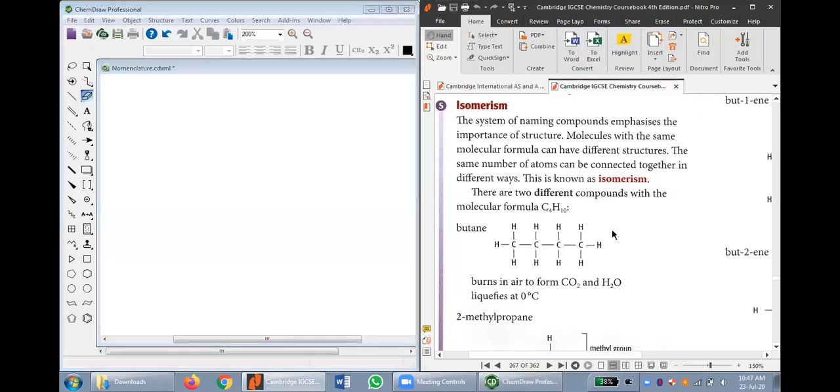Isomerism. The system of naming of compounds emphasizes the importance of structure. Molecules with the same molecular formula can have different structures. The same number of atoms can be connected together in different ways, and this is known as isomerism. Isomerism can simply be defined as a phenomenon in which a molecule has the same molecular formula but different structural formula. That's what I'm going to write over here.